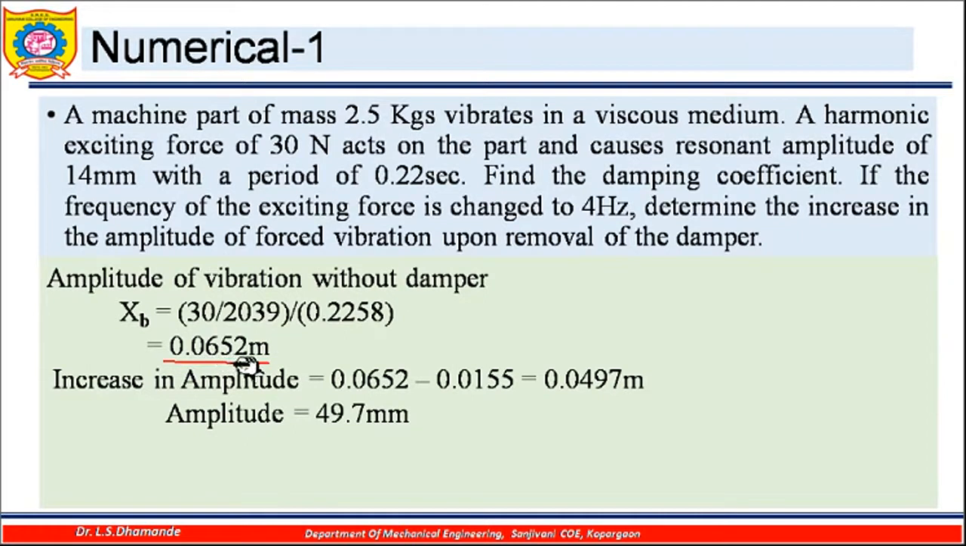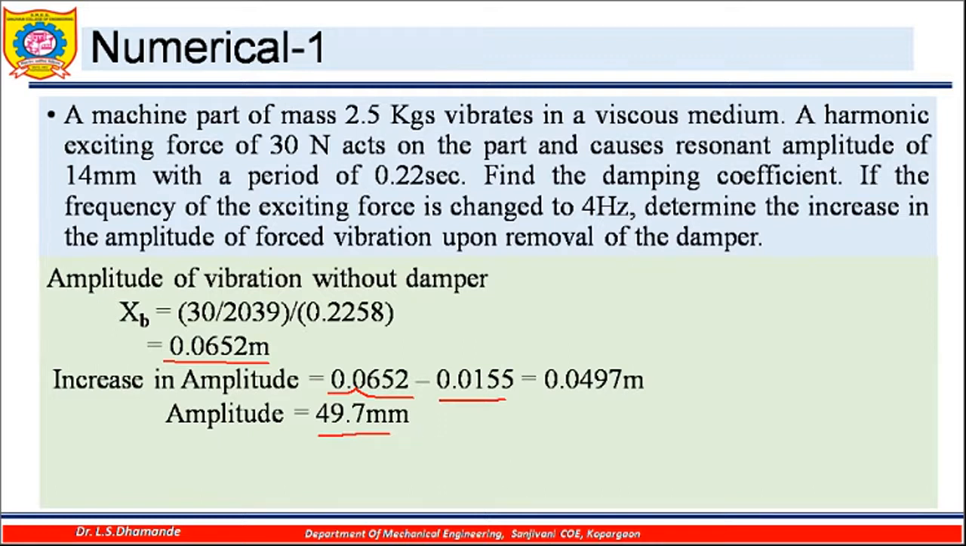It means nothing but it is equal to 65.2 mm, so around. It means there is too much increase in the amplitude when there is no damping. So when damping is not there, when zeta is equal to 0, this much is the value of the amplitude of vibration, and this is the value when there is a damping. So the difference of this will be the total increment in the amplitude, which will be 49.7 mm. So this is the solution of this particular numerical.